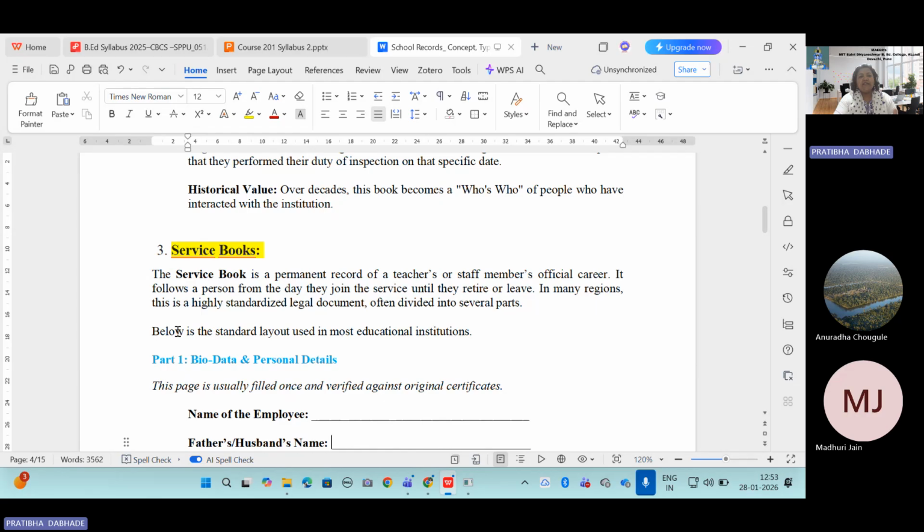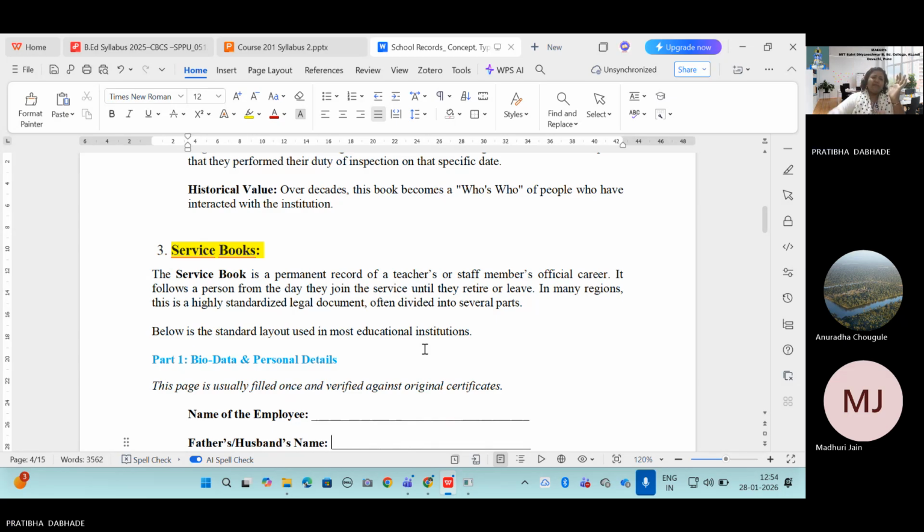Yes. So basically, the service book is a permanent record of a teacher or staff member's official career. It follows a person from the day they join the service until they retire or leave. मतलब I think nowadays many are taking voluntary retirements. Okay. In many regions, this is a highly standardized legal document, often divided into several parts. Okay, you can see the service book. आपने देखा होगा येलो कलर का रहता है. आगे पीछे का जो मतलब cover page and back page, it is yellow in color. Somewhere it is pink in color.